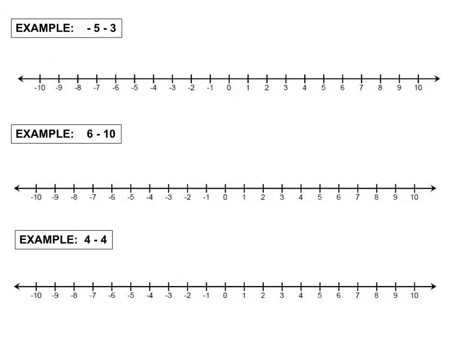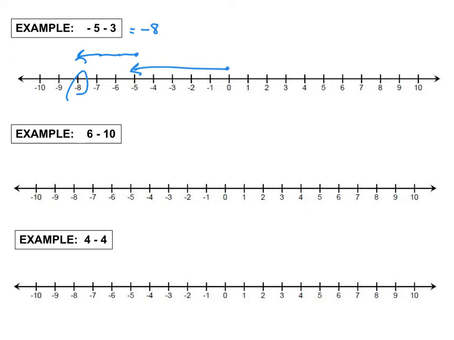All right, let's look at some more examples. I have negative 5 minus 3. So I'm going to start at 0. I'm going to go to negative 5 and draw my arrow. Now, starting at negative 5, it says subtract 3. Well, 3 is positive, so I'm going to go to the left 1, 2, 3. So I'm subtracting 3 from that negative 5, and I end up at negative 8. So negative 5 minus 3 is negative 8.